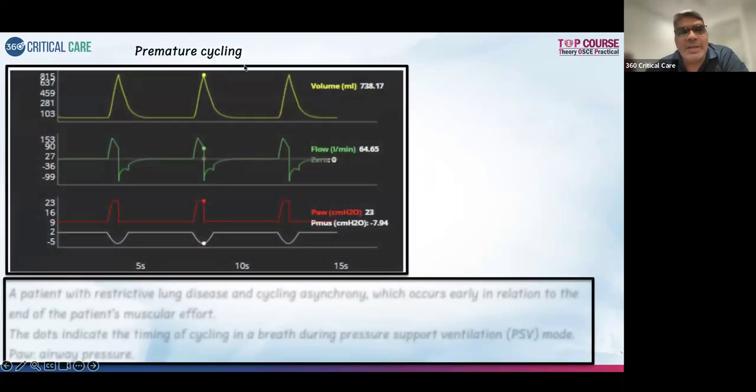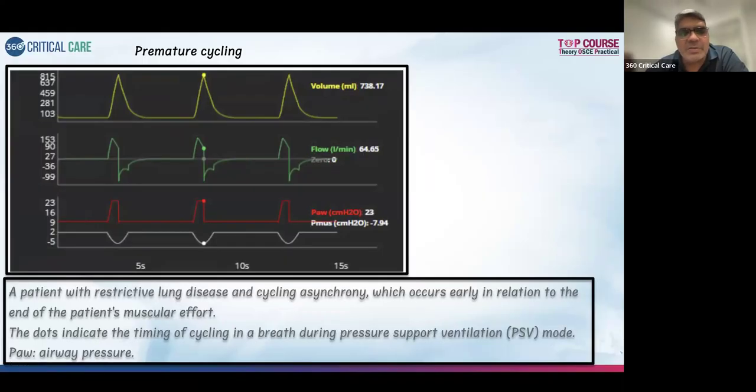This one, again, is similar: premature cycling. The patient does not get adequate air or time to breathe. It particularly happens in restrictive lung disease, where the patient will expire prematurely. Here the dot indicates the timing of cycling in the breath during pressure support ventilation, which is premature because you can see in the expiratory phase the patient is still generating some effort to breathe further.